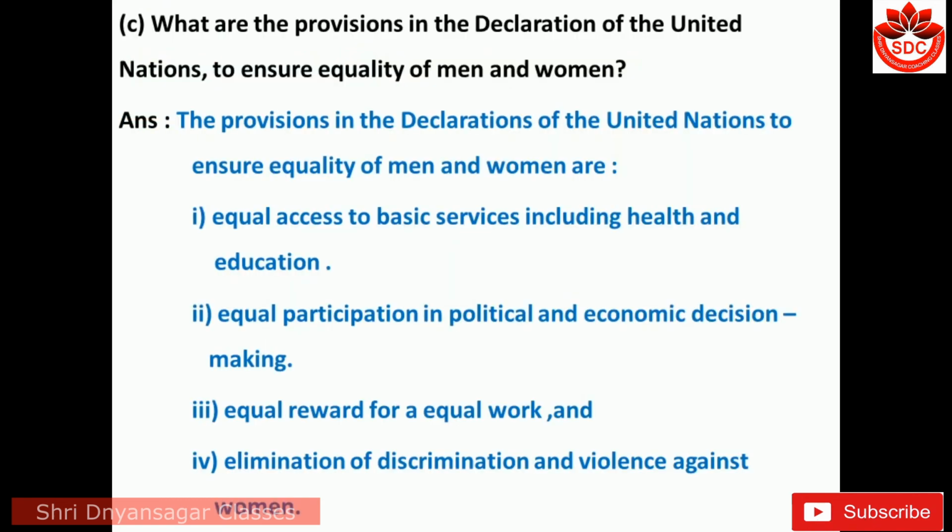C. What are the provisions in the Declaration of United Nations to ensure equality of men and women? Answer: the provisions in the Declaration of United Nations to ensure equality of men and women are equal access to basic services including health and education, equal participation in political and economic decision making, equal reward for equal work, and last, elimination of discrimination and violence against women.